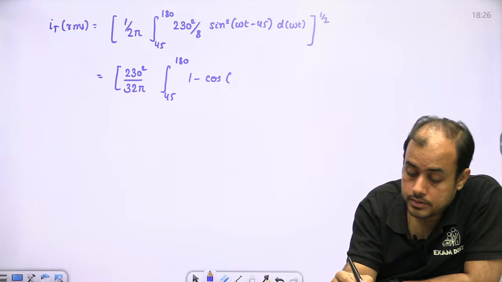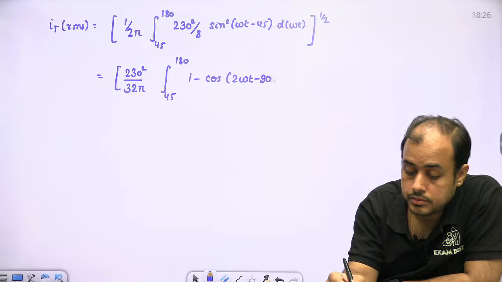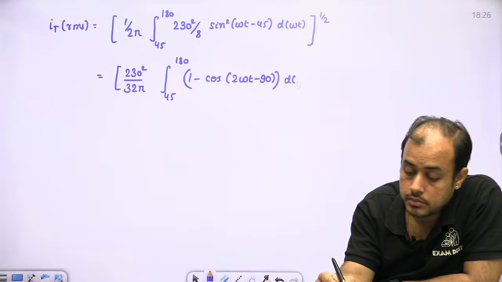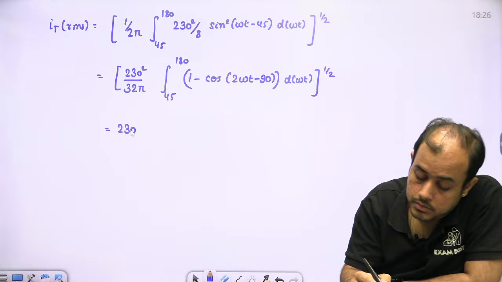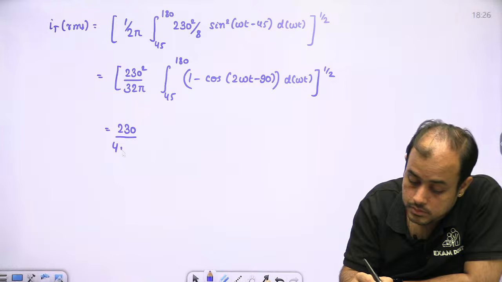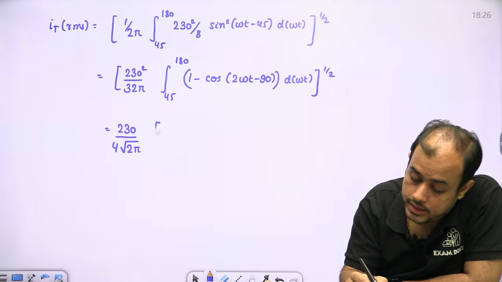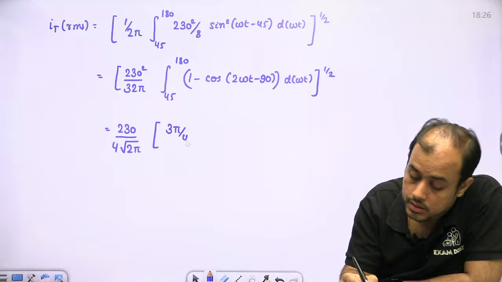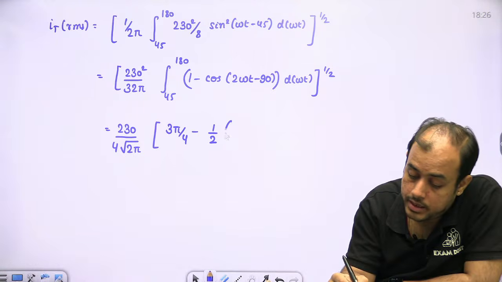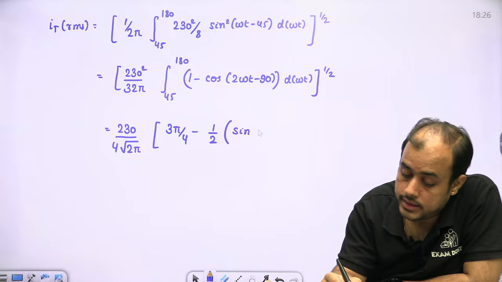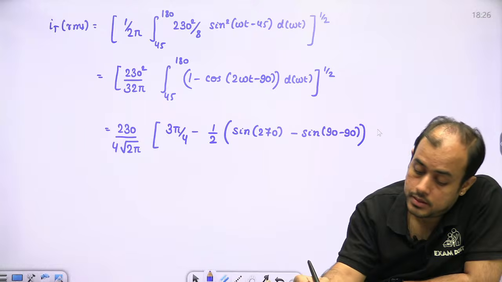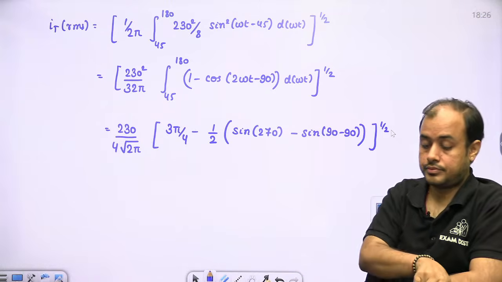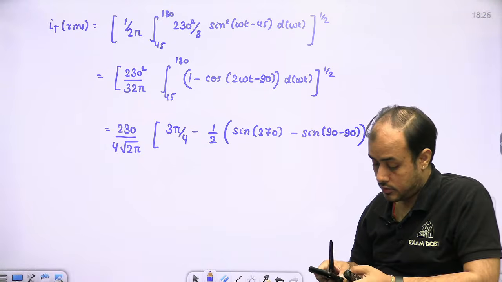One minus cos. Okay, integration of 1 will be, cos will be half sine 2 omega t minus 90. So sine 360 minus 90 is sine 270. Sine 90 minus 90 will be 0. Sine 270 will be minus 1.